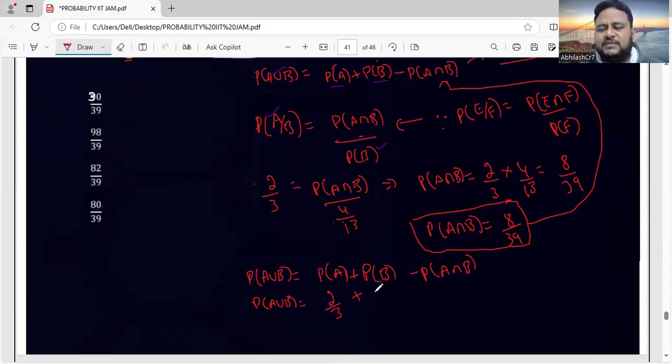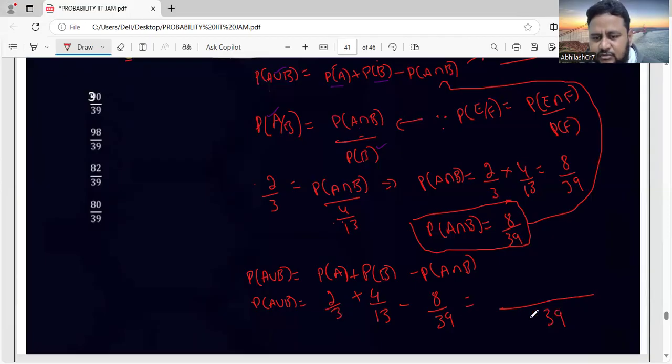It is given as 4 by 13, friends. Please observe very carefully. 4 by 13. And probability of A intersection B, we found it as 8 by 39. Now, for this, if I take LCM, it will be 39. So 3 into 13. So 13 into 2 is 26. Here I am taking LCM and plus 13, 3s are 3, 4s are 12. Minus 39 and 39, it is 1. 1 into 8 is 8.